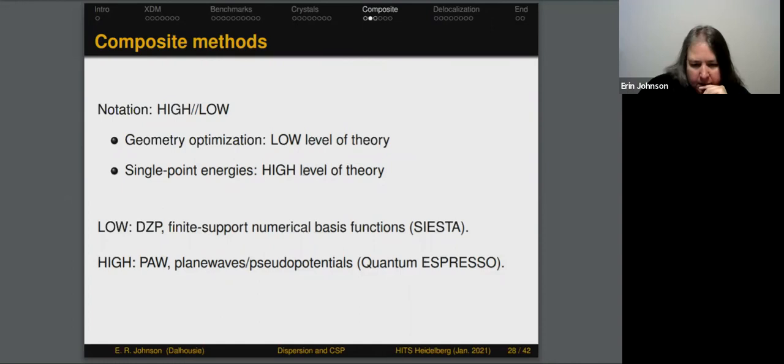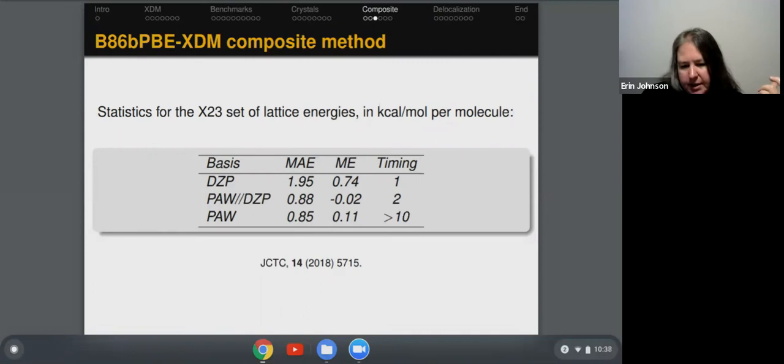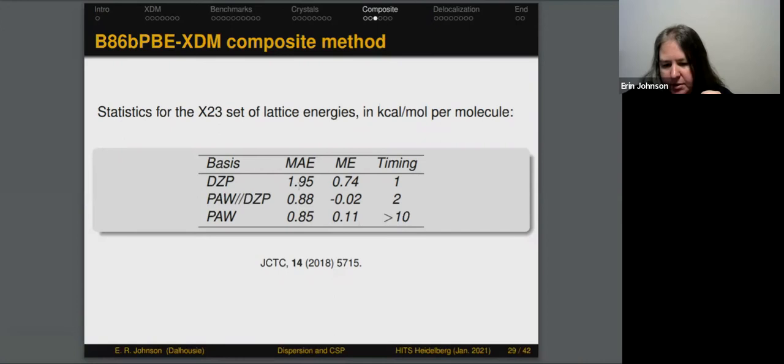augmented wave method. So if we consider the performance for our X23 set of lattice energies, we can see the advantages of a composite method. We have our highly accurate PAW approach with Quantum ESPRESSO. This gives the statistics we saw previously: mean absolute error of under 1 kcal per mole, but this is quite an expensive method. If we look at only the double zeta plus polarization small basis set method, our errors are about a factor of 2 larger, but the method is very much faster. The composite approach is an attempt at the best of both worlds, since the mean absolute error is effectively identical to the high-level method, but the calculation is a factor of 5 or more faster.